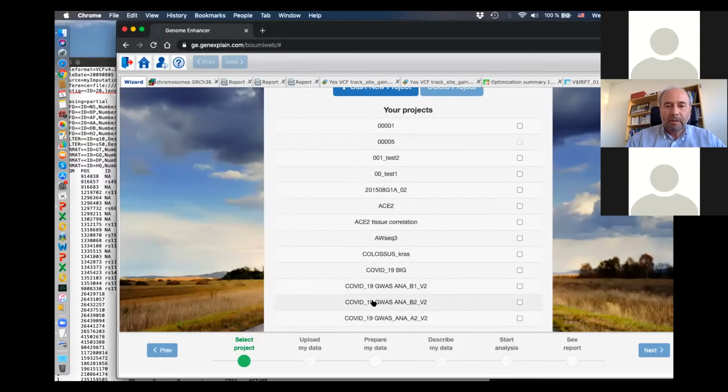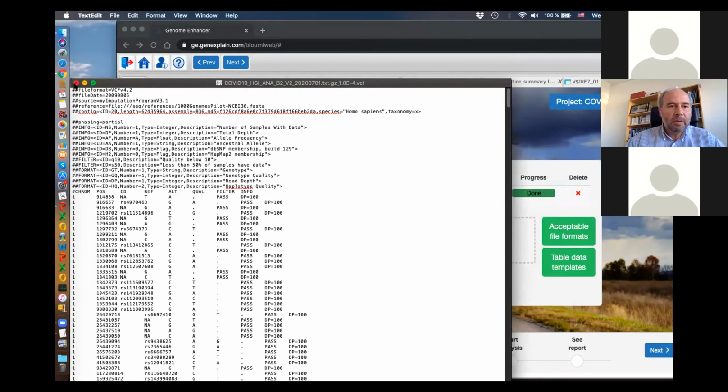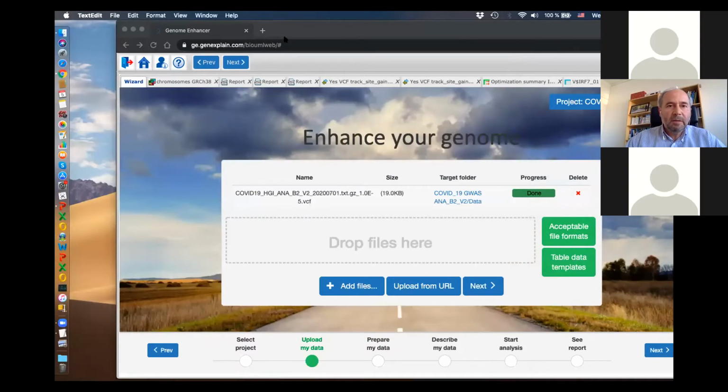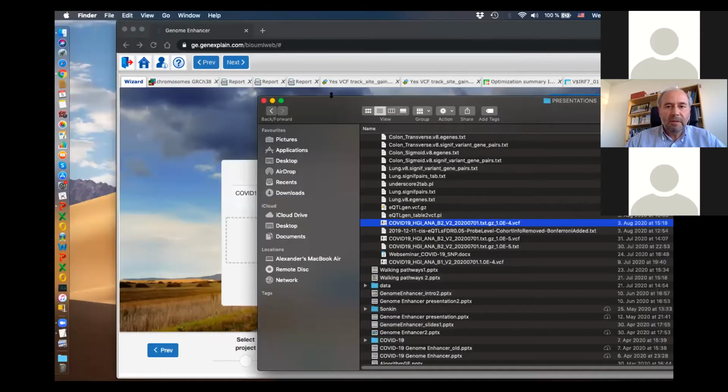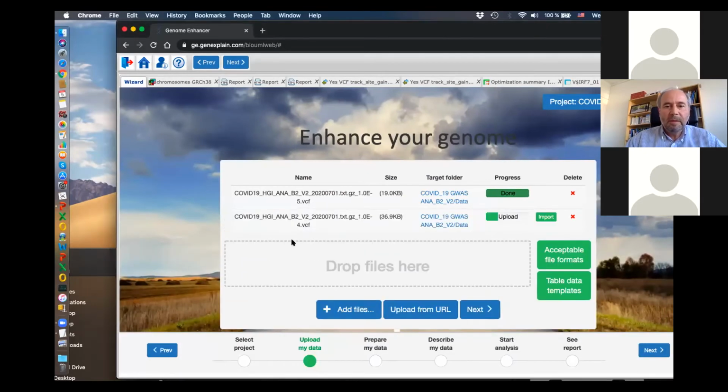Okay, the project was already created, so we would open it. And actually, to load the data, you have to drag and drop this file. So let me just find this file. It's here. So we drag and drop it here.